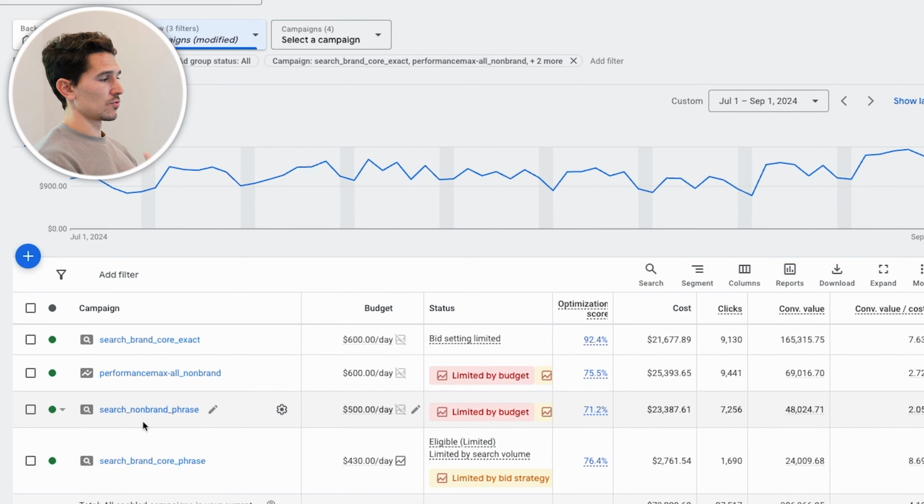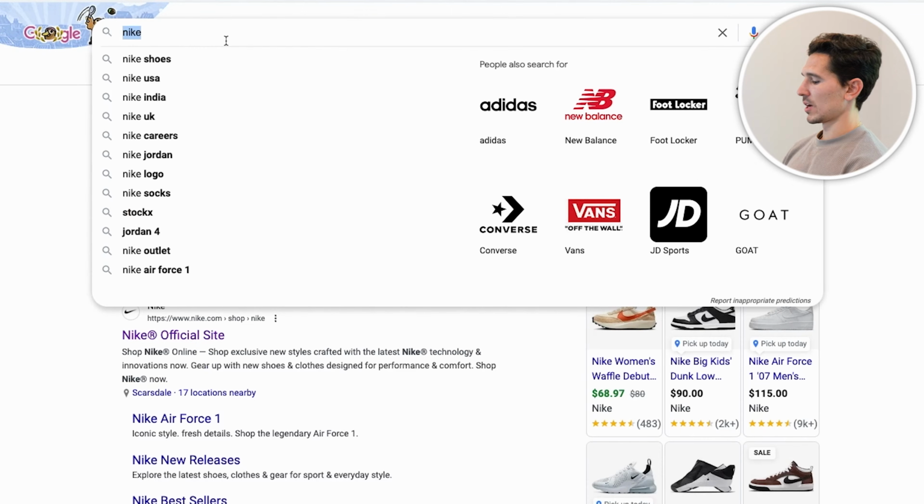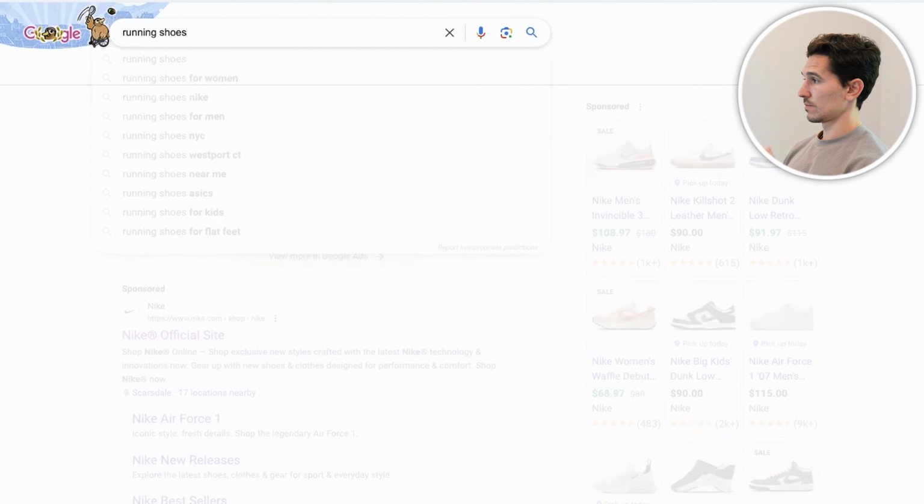So non-branded search is really meant to show up whenever someone's searching for anything related to our business, but not directly speaking about our business. Again, we're just going to keep using Nike. So Nike is a branded search, right? We know this is a brand name. What's not a branded search are running shoes, straight up, right?